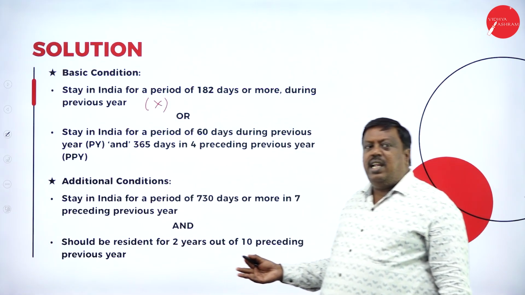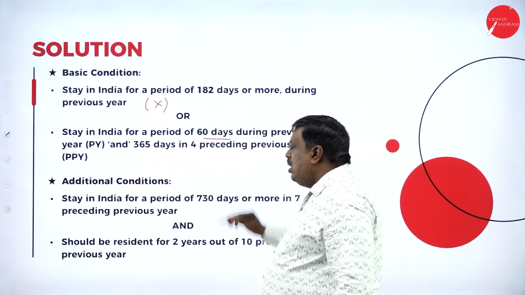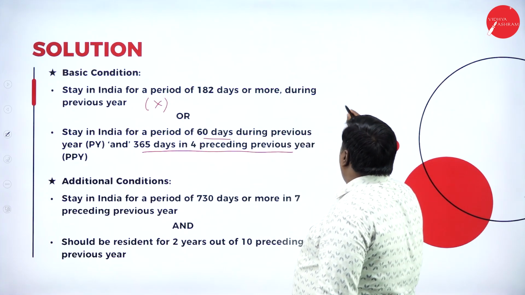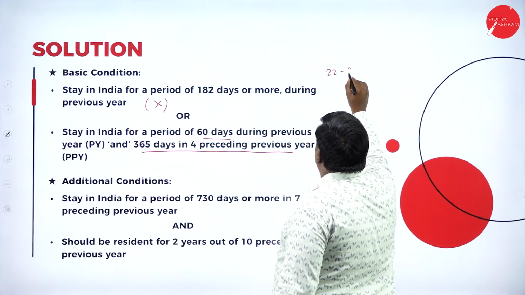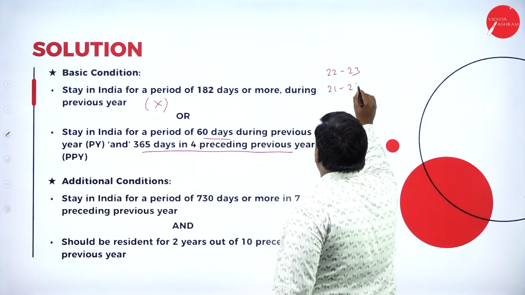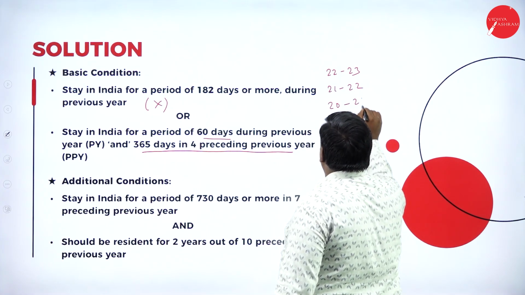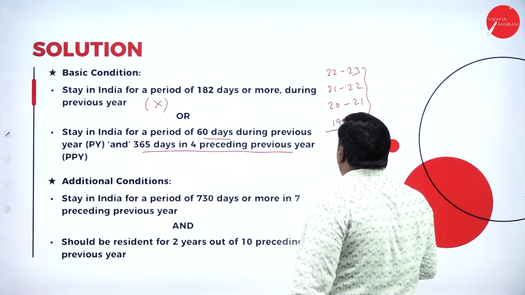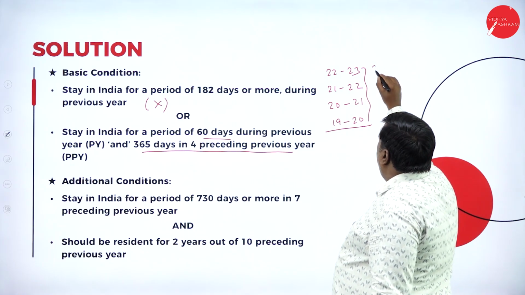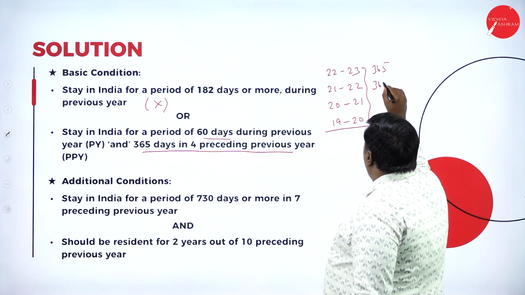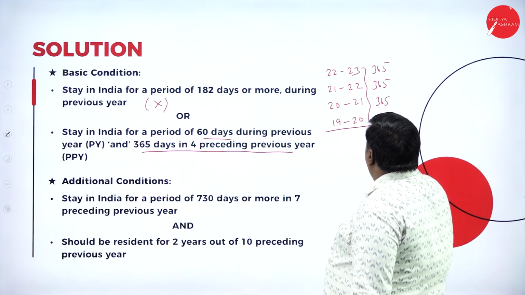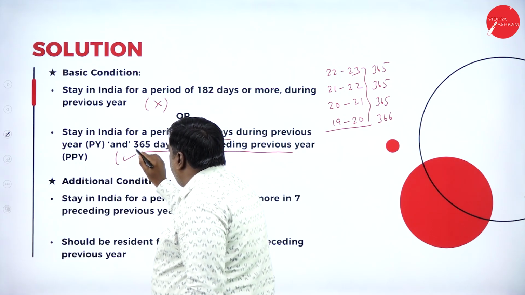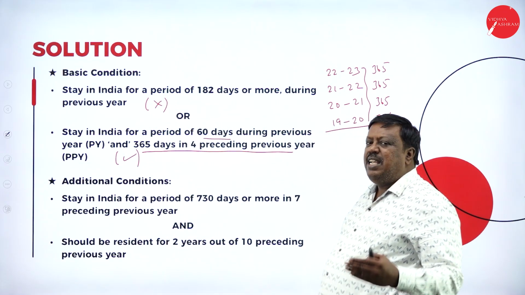What is my second basic condition? I should be in India for 60 days. So I'm more than that, 60 days. And I should be in India 365 days in the 4 preceding previous years. That is 22-23, 21-22, 20-21, 19-20. Out of these 4 years, my stay should be 365 days. So I was in India 365, 365, 365, 366. So I've satisfied my second basic condition, though I couldn't satisfy my first basic condition.